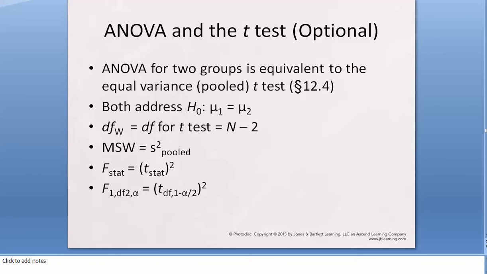Now here this is optional. If you want, you can go over this. What this is saying is that if you do ANOVA with only 2 groups, that will reduce to the t-test that we discussed back in chapter 12, I think. So actually ANOVA is an extension of the t-test for 2 independent means that we discussed in chapter 12.